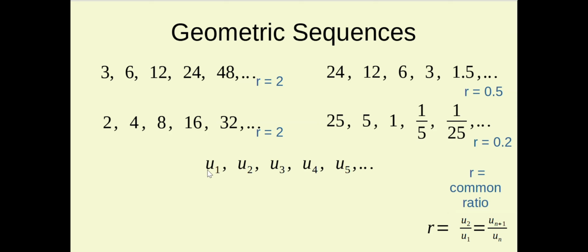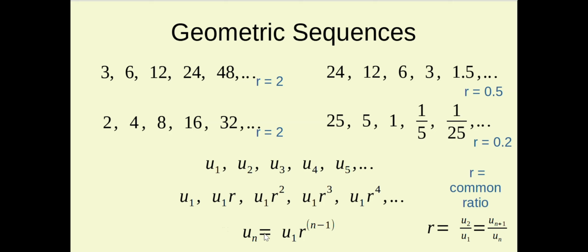Once you have that, you can get an equation, or you can see the relationship between each of the terms. So U2 is U1 times R. And U3 is U2 times R, or U1 times R squared. So every time we're just multiplying by R. So this is the general form of this sequence. So you can say for one term, it will be the first term times R to the power n minus 1.